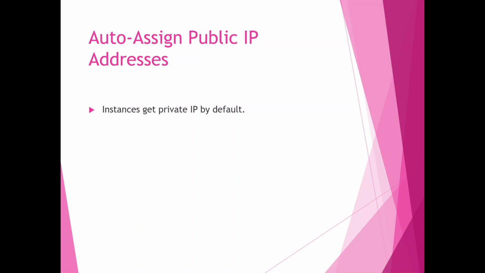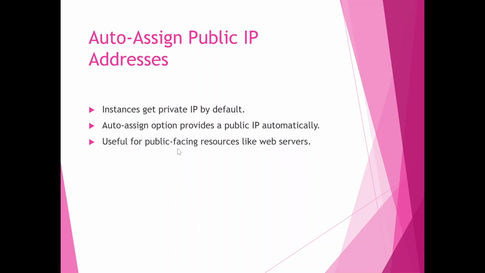Now we'll see auto-assigning public IP addresses. While creating a subnet, you have the option to auto-assign a public IP, and if you enable this, an EC2 instance gets a private IP and automatically gets a public IP. This is useful for subnets where resources need internet access, and for public-facing resources like web servers.